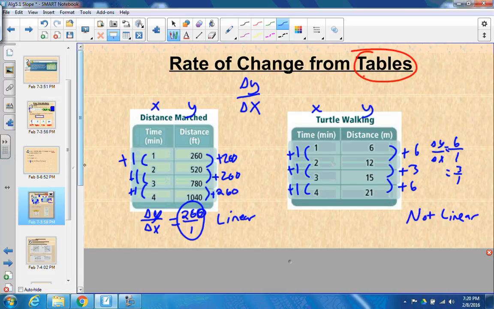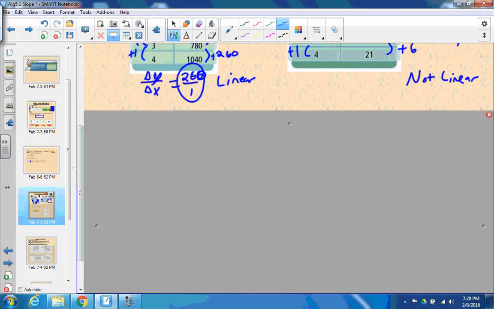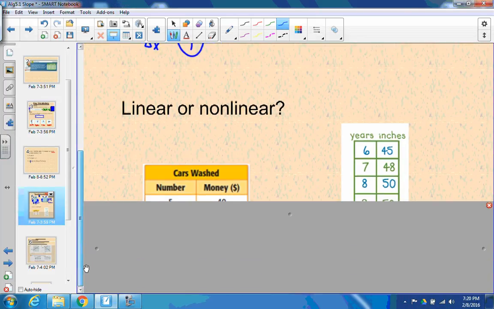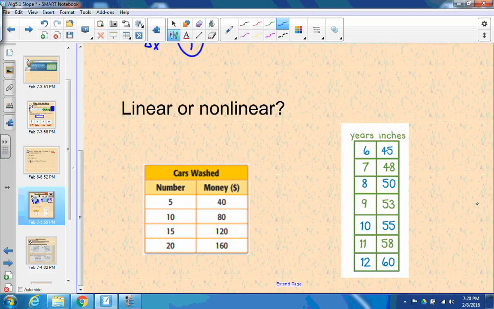Let's use that change in y over change in x to figure out if these two are linear or not. So why don't you pause it and do each of these two on your own, linear or not.